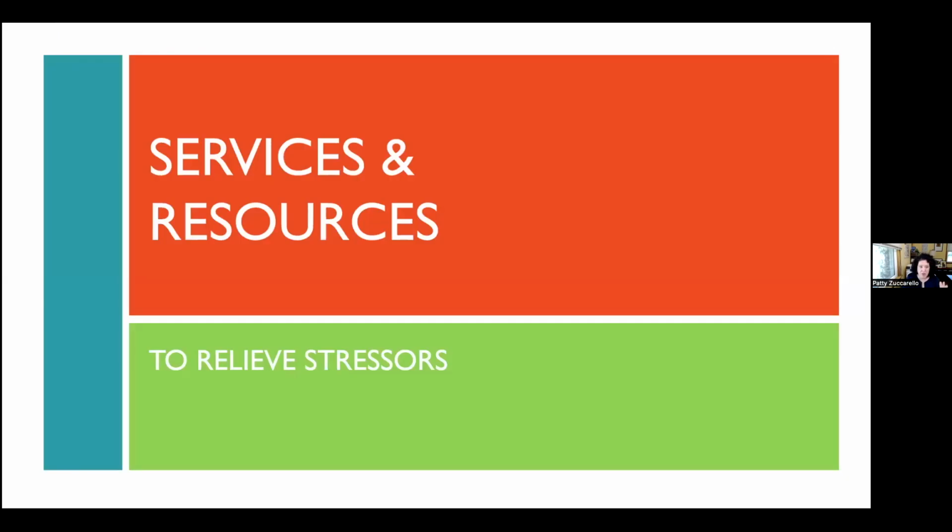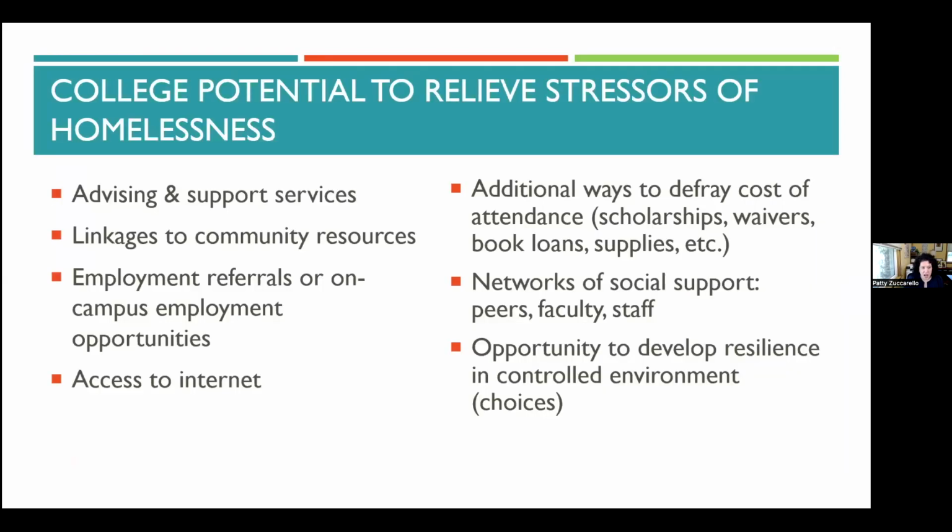So as long as we're talking about services and resources, there's a lot in the literature around how the services provided at institutions can really help relieve stressors of homelessness, right? Some of these are the obvious ones: providing advising, counseling, linkages to community resources, simple things like access to internet, and ways to defray the costs of attendance that go beyond Pell. So institutional scholarships or waivers, having book loan, supply loan, all of those kinds of things. And then the kinds of social supports that institutions provide through peers, faculty, staff, right?